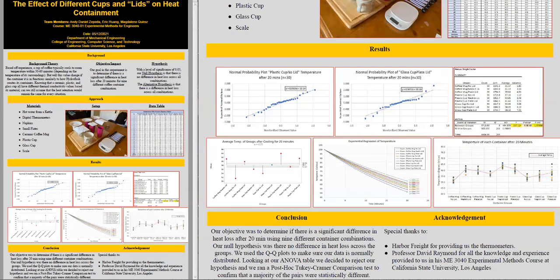In conclusion, our objective was to determine if there is a significant difference in heat loss after 20 minutes using 9 different container combinations. Our null hypothesis was that there's no difference in heat loss across the groups. We used the QQ plots to make sure our data is normally distributed. Looking at our ANOVA table, we decided to reject our null hypothesis, and we ran a post hoc Tukey comparison test to confirm that a majority of the pairs were statistically different.